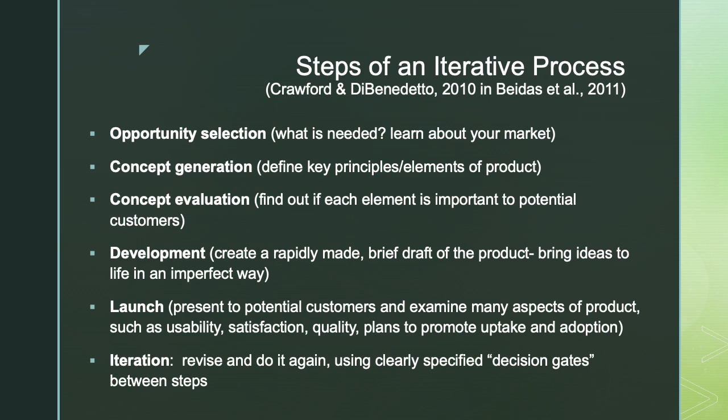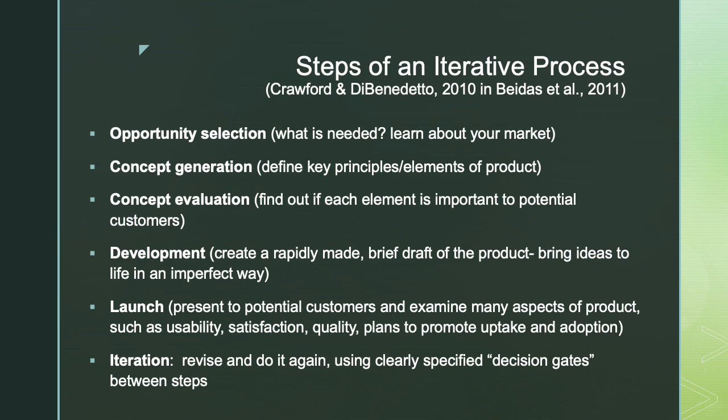So what are those steps? Well, we begin with opportunity selection, where you have to figure out, in my particular field, what do people need? What are people in the market for? In other words, a place where there's a gap, where there hasn't been the kind of dissemination or sharing or development of an intervention that's really needed. So your first step is to identify your opportunity.